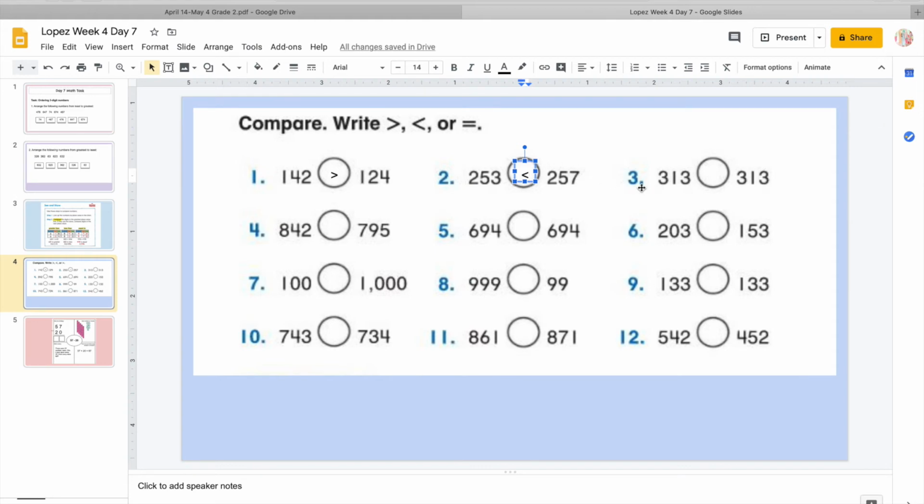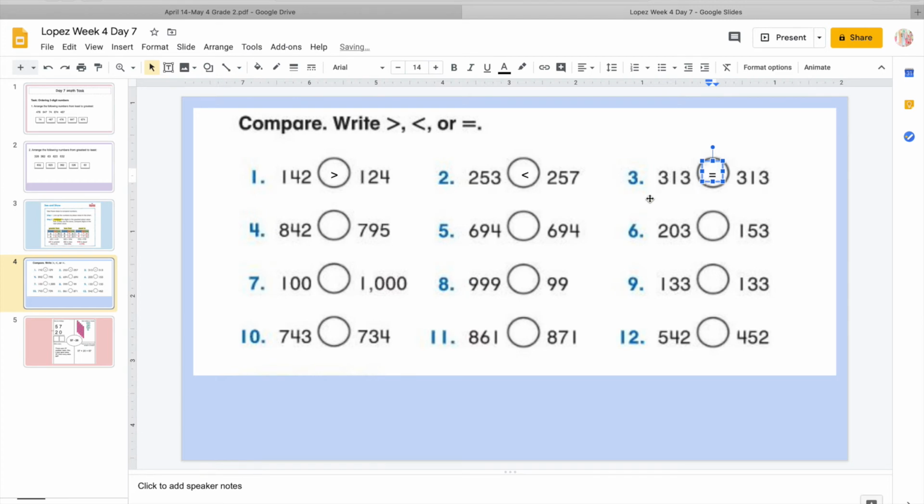If you look at number 3, we have 313, and we are comparing that to 313. Again, let's break it apart based on the place value of each number to compare these. There is a 3 in each hundred spot, so we need to move next door to the tens column. There's a 1 in each tens column, so we need to move next door to the ones. There is a 3 in each one. Because these numbers are exactly the same, their value is exactly the same, and that means that they are equal to each other.